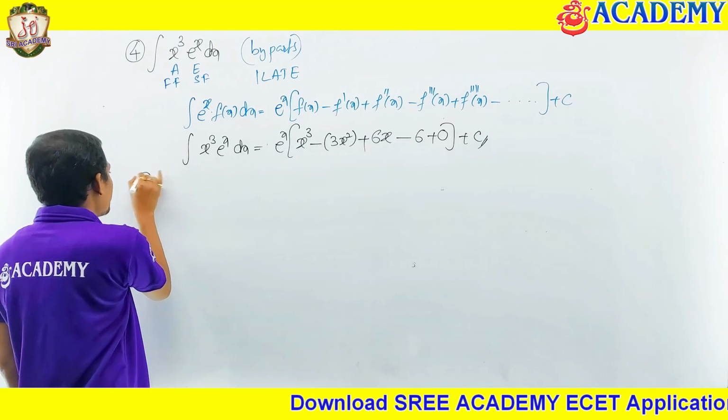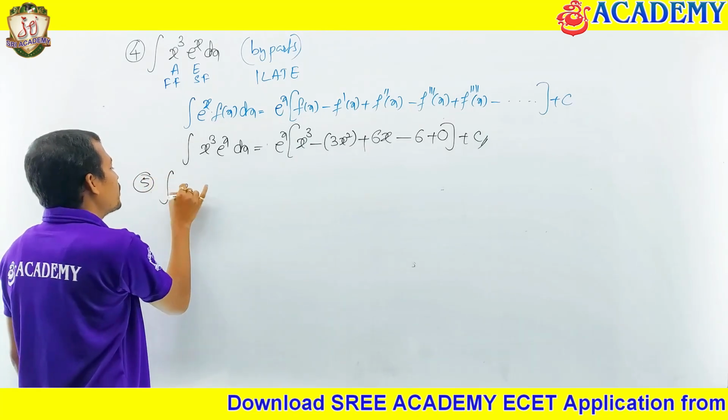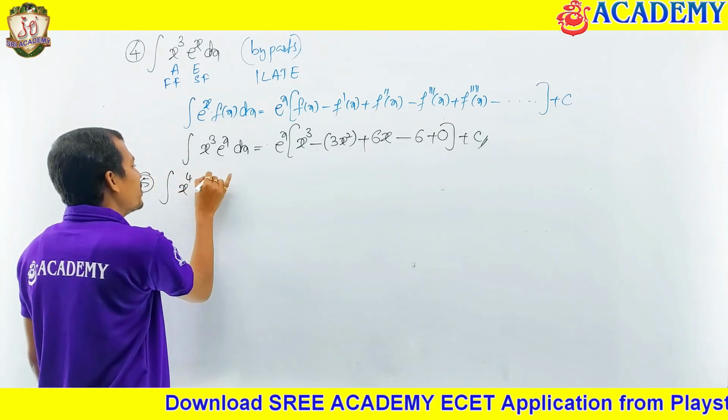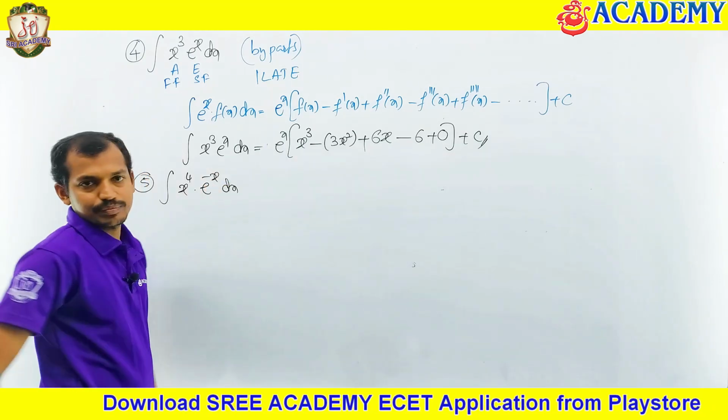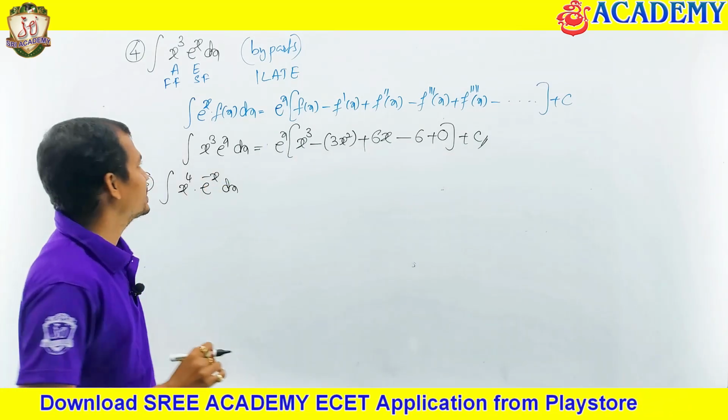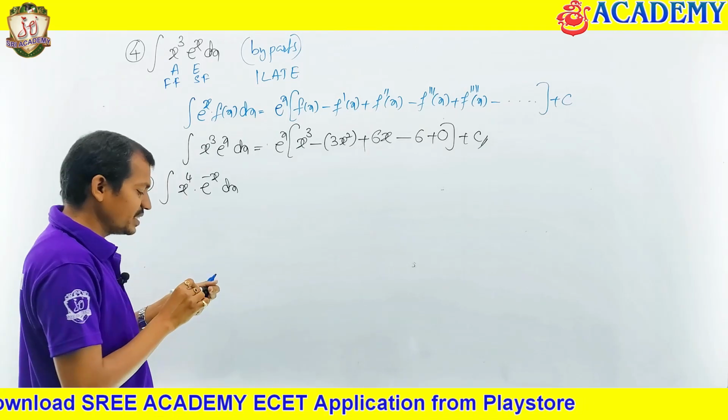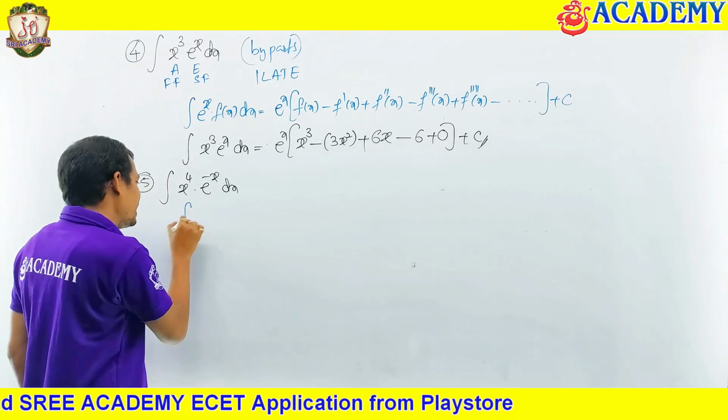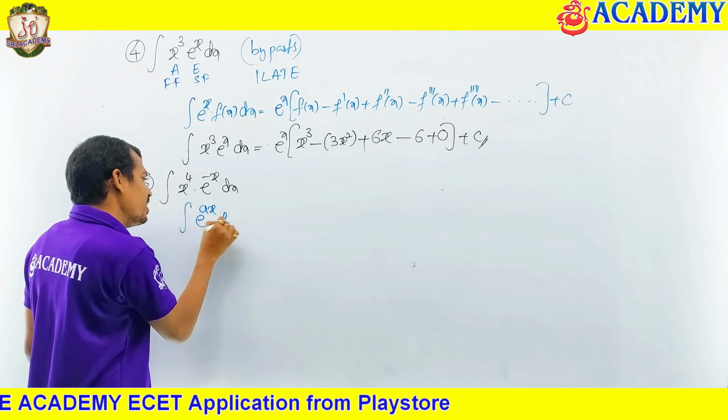One more form I am giving: integral x to the power of 4 into e power minus x dx. I am modifying the formula, that is, suppose integral of e power ax into f of x.